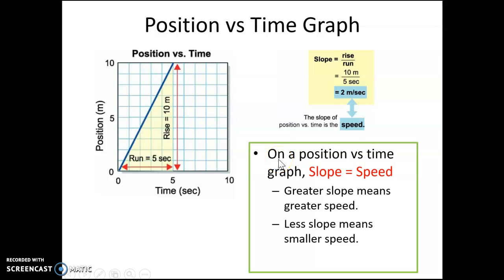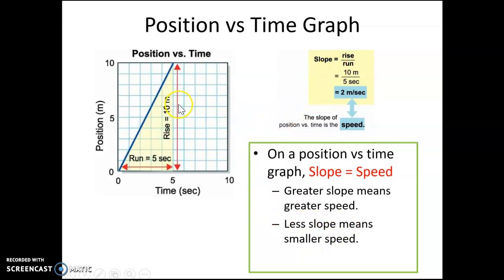Here's one other thing that you do need to know, and this needs to go into your notes. You will show that to your guest teacher here in just a little bit. It's the stuff that's here in the green box. On a position versus time graph, the slope is equal to the speed. And so the greater the slope, the greater the speed. The less slope there is, the smaller their speed is.